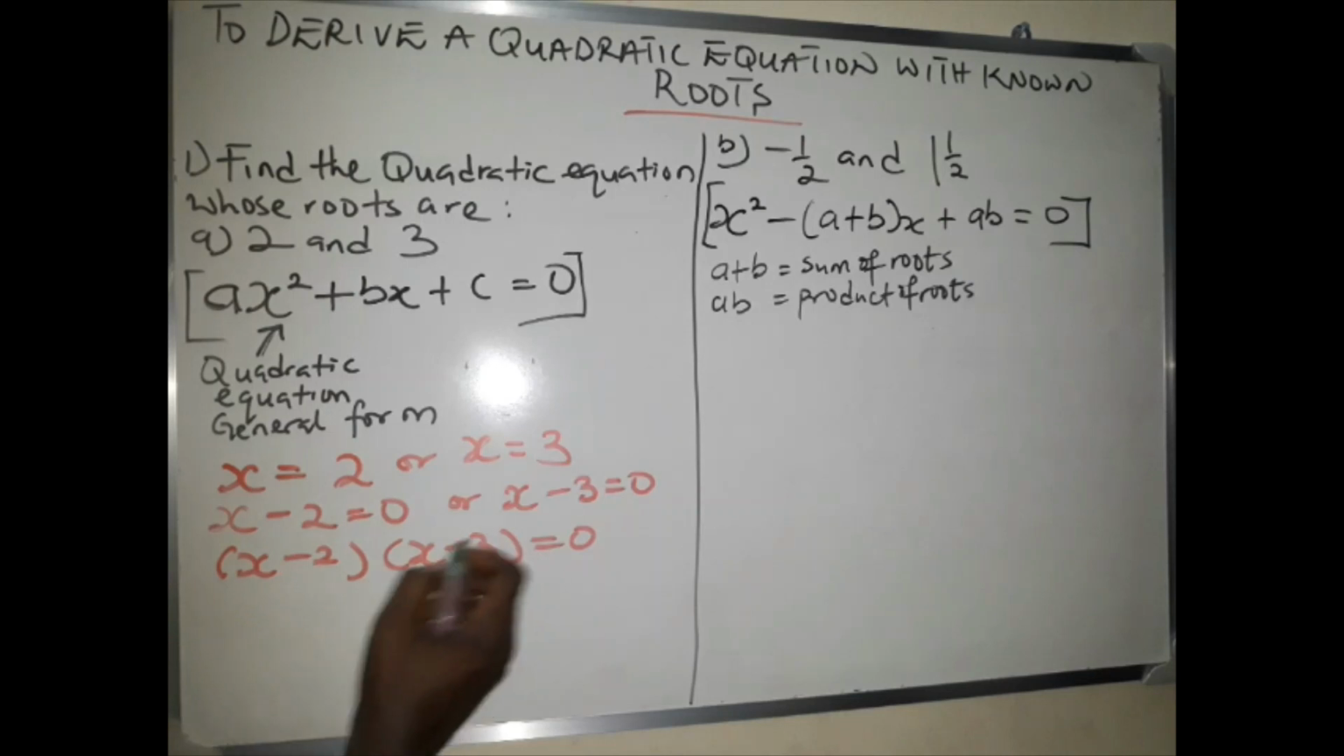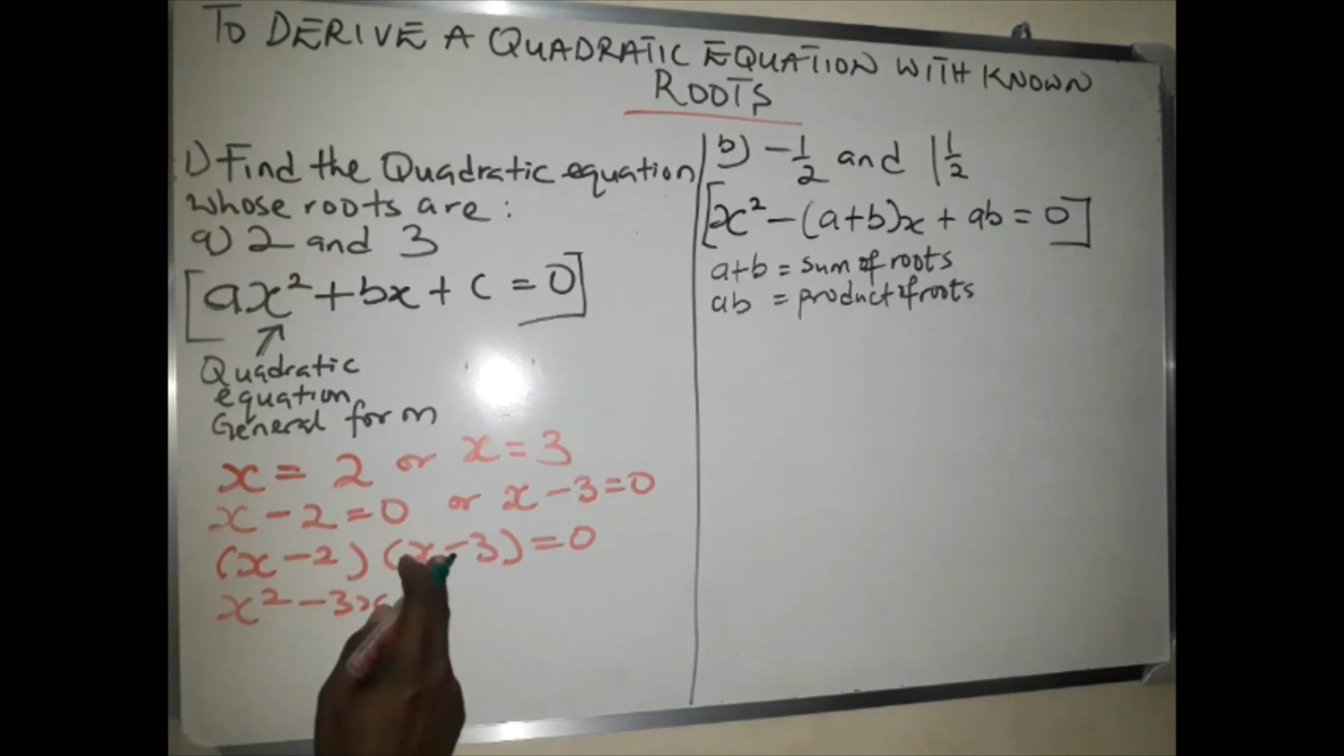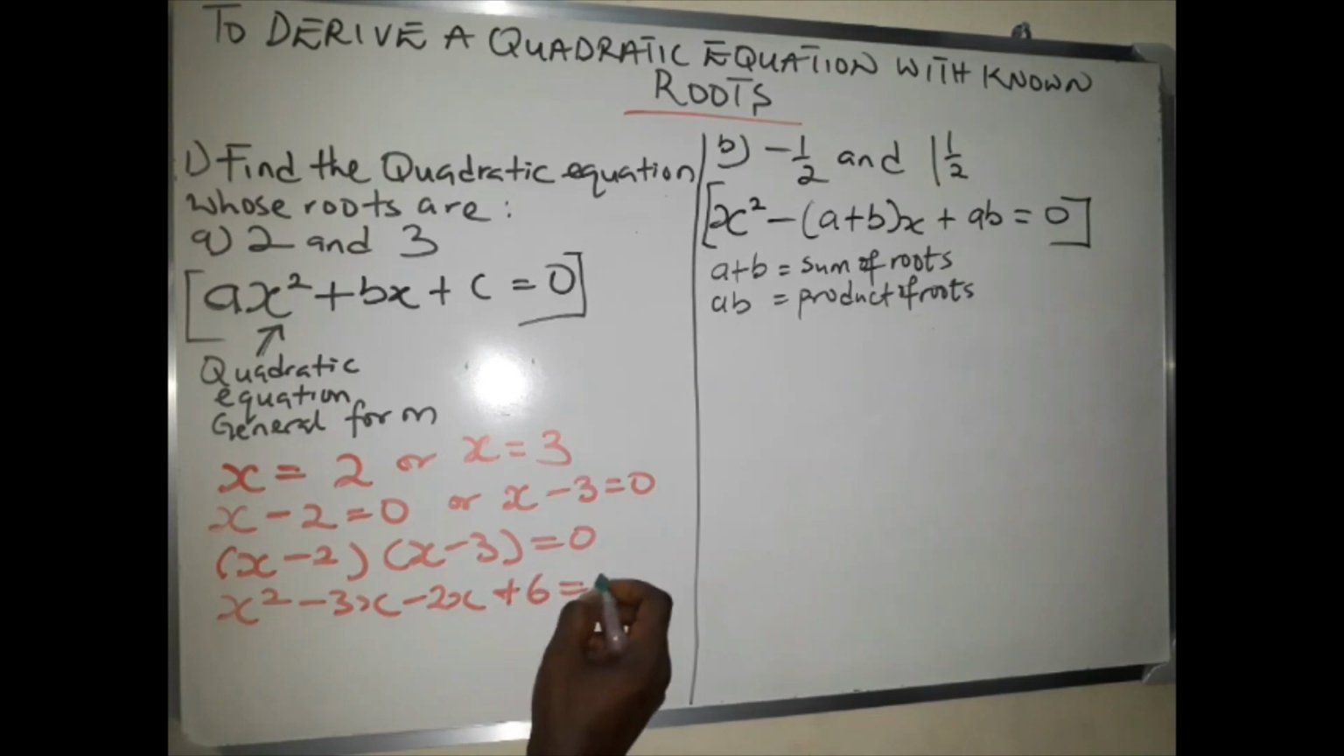So let's start with this. This multiplies everything here: x times x will give you x squared. x times minus 3 will give you minus 3x. You go to here, minus 2 times x will give you minus 2x. Minus 2 times minus 3 will give you plus 6, which is equals to 0.